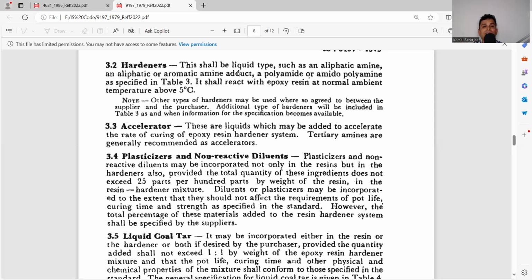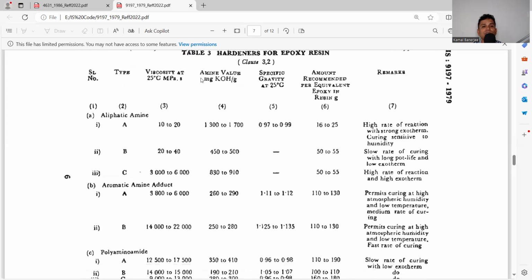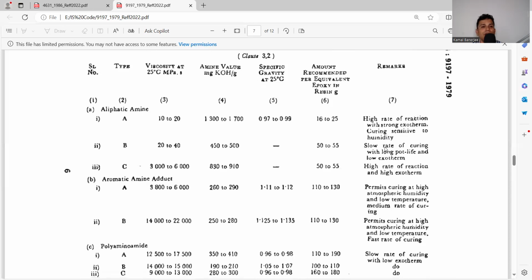So what does it say? Table 3 gives the requirement of hardener. Here it is, table 3. So what is the viscosity, amine value and KOH, specific gravity, amino recommended and remarks. See, first is aliphatic amine, that is A, B, C. What is it saying in these remarks? See, high rate of reactions with strong exothermic, sensitive to humidity.